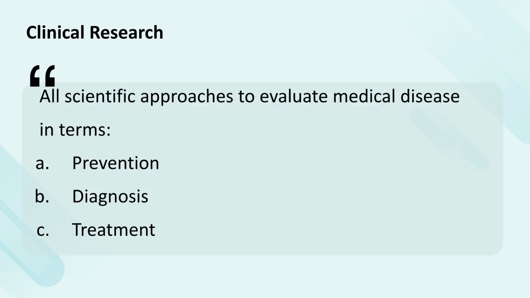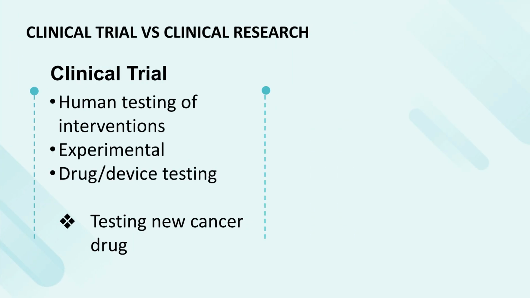Clinical research encompasses all scientific approaches to evaluate medical disease. Research, meaning you are investigating with the help of scientific data. This includes prevention, diagnosis, and treatment. Clinical trials are a specific type of clinical research. Let us try to compare the two.